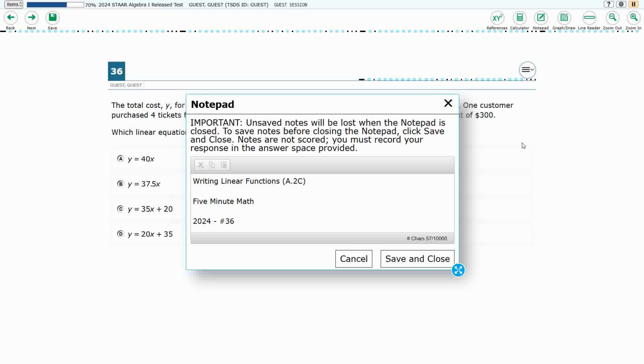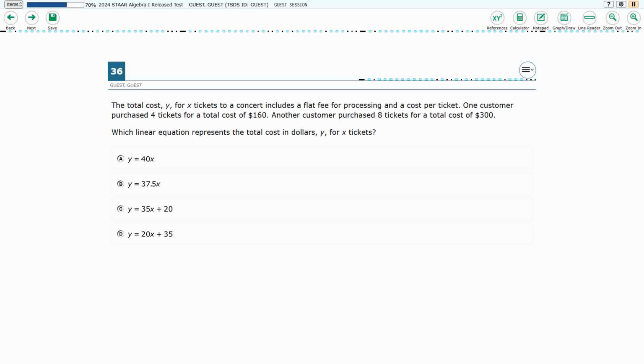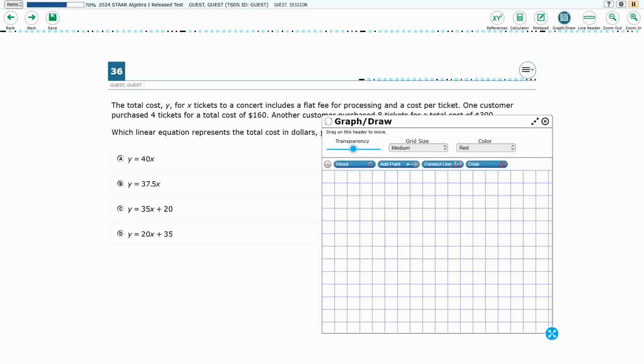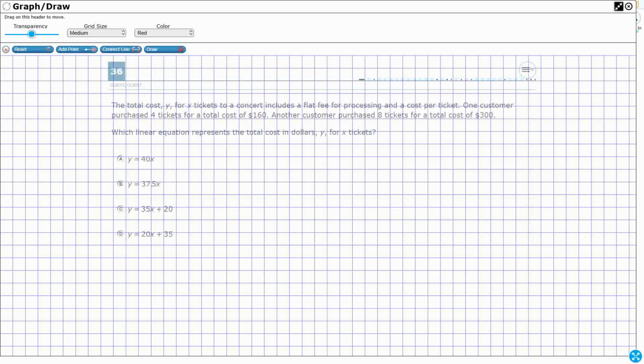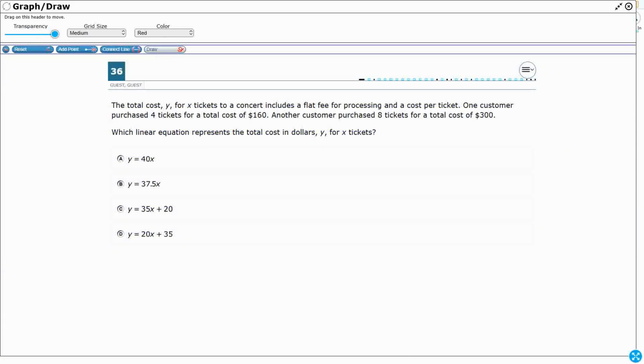Today we are looking at the Algebra 1 concept of writing linear functions. This is standard A.2C in the great state of Texas, and we are using item number 36 of the 2024 released STAAR test. If you haven't done so already, please go ahead and take a moment to pause the video, work this problem out on your own, unpause it, and we will look at our answers together.